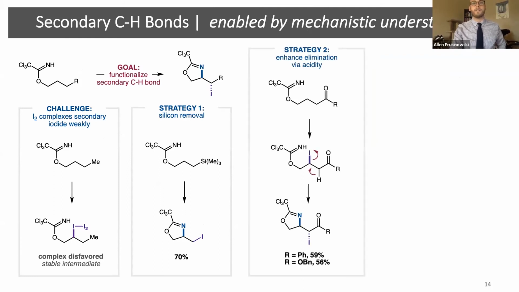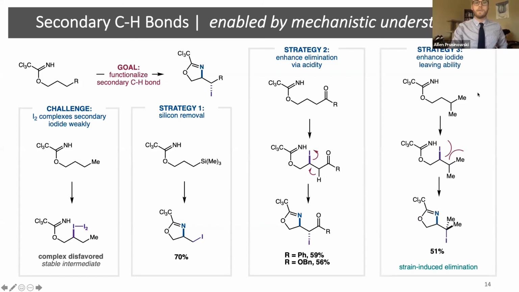We were also able to get around this by enhancing the acidity of this proton, and we were able to do that in the case of ketones and esters. And finally, when we get to the secondary alkyl iodide next to an isopropyl group, we believe we're going through a strain-induced elimination to get us to this final product.